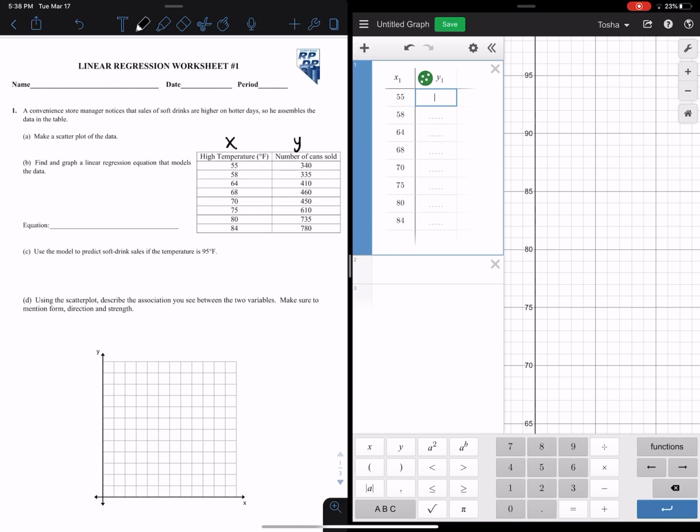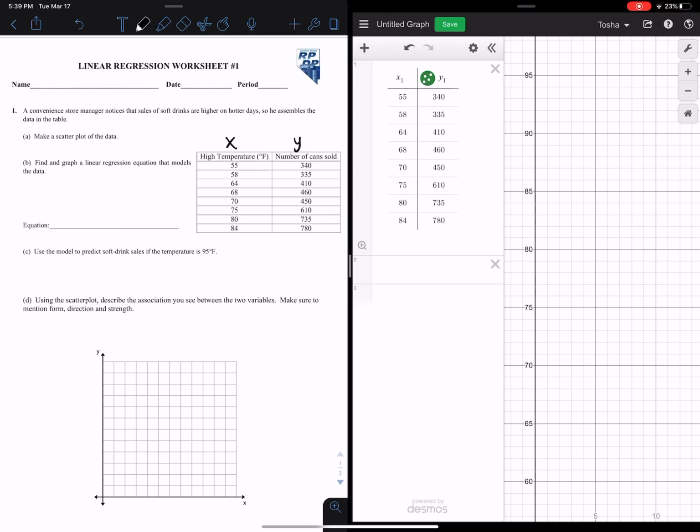And then the other column is number of cans sold. So we have 340, 335, 410, 460, 450, 610, 735, and 780. So now if you notice over here on our graph, they're not showing up, and that's because we aren't looking in the right place.